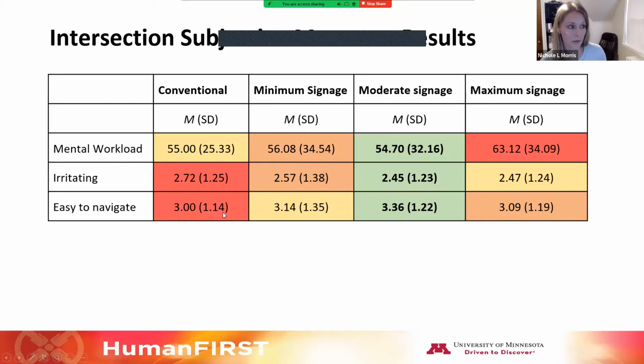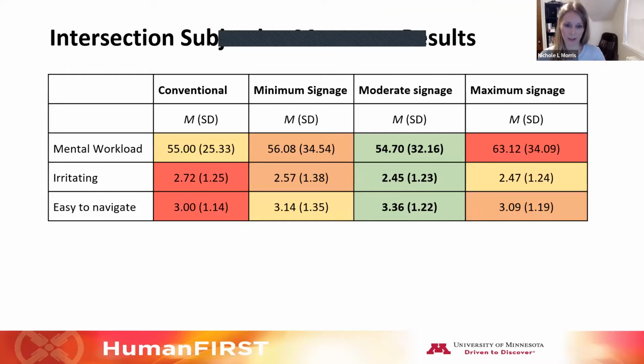So I don't want to get too much into the signage, because we honestly didn't see a whole lot of difference in performance with the level of signage, but we did see some of this shake out in the subjective measures. So they tended to have lower mental workload, lower levels of irritation, and they felt like it was slightly easier to navigate when it had that moderate level of signage.